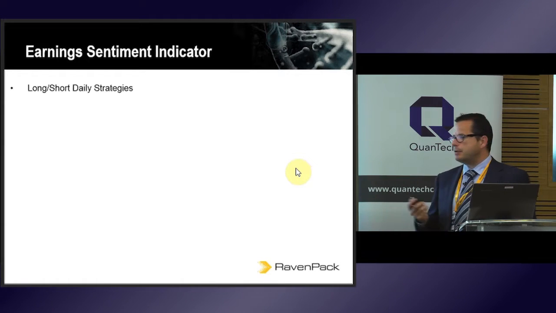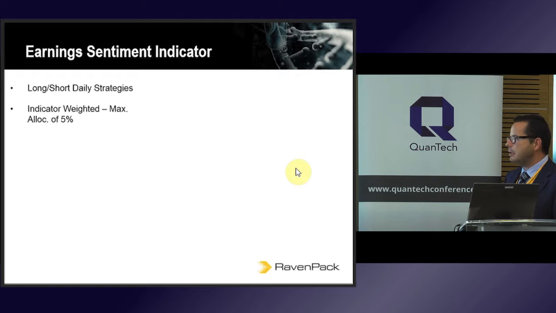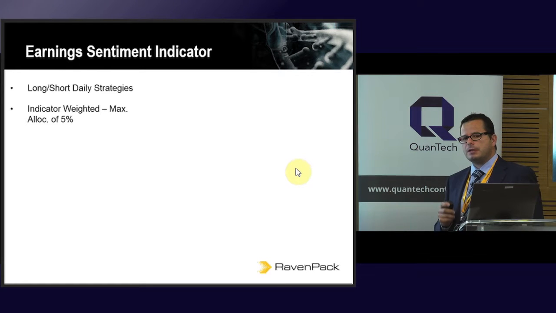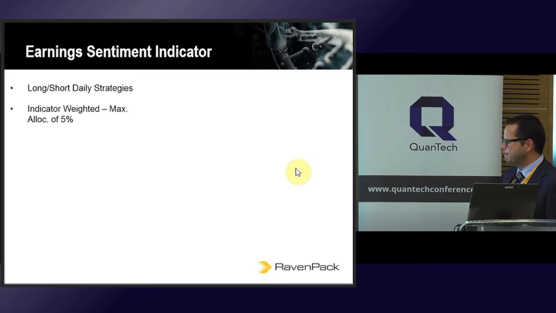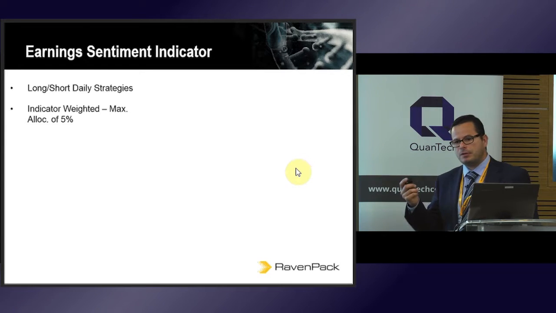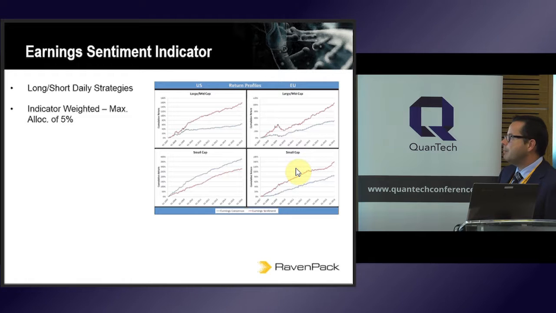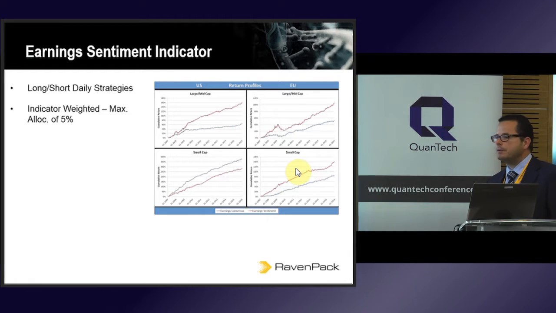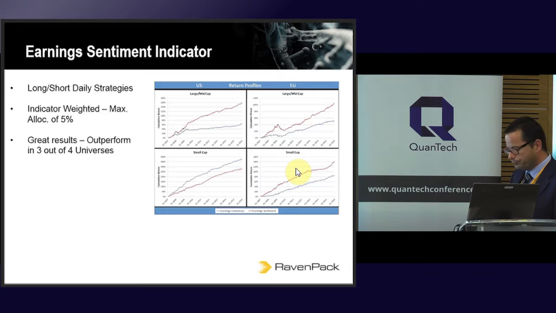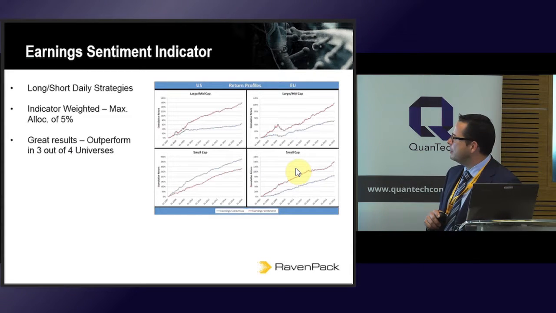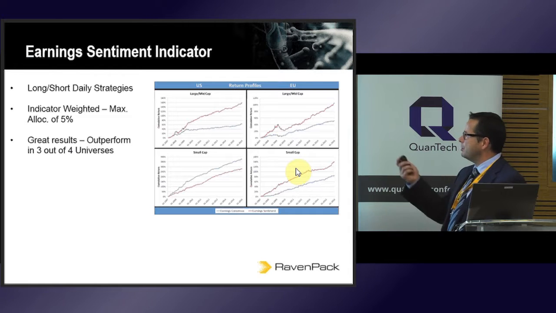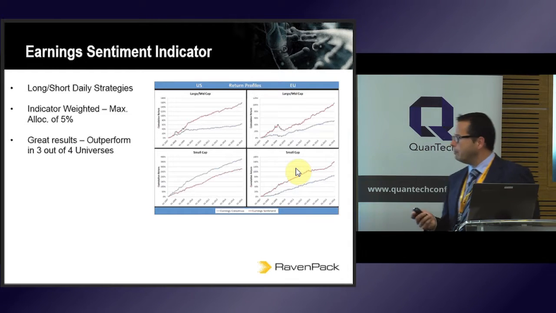For the results, we put in place some long-short daily strategies, indicator weighted with a maximum allocation constraint of 5%. As a benchmark, we use a standard earnings database. We use standardized unexpected earnings, which is actual minus consensus divided by the standard deviation of the consensus, and compare it across all the universes. Our results are in red, earnings consensus in blue. As we can see, we outperform in 3 out of 4 universes, providing very good profiles. I would say that in the more scalable universes, which are the large cap ones, we significantly outperform.